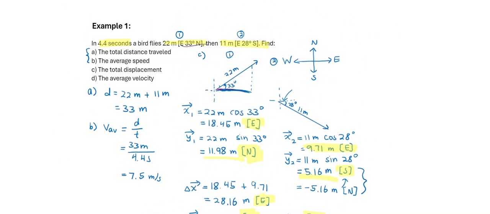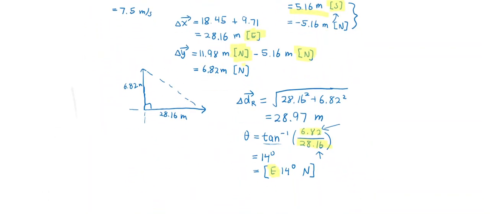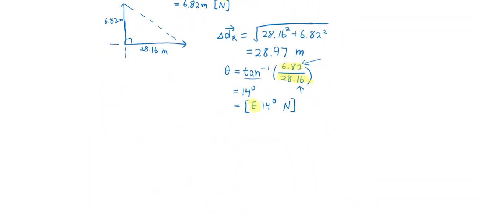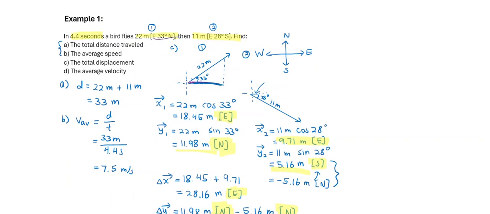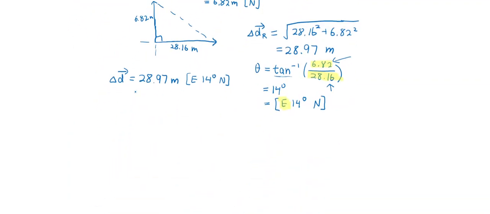And now, to answer the question of total displacement, we're just going to put the two values together. So the total displacement is 28.97 meters east 14 degrees north. Let me see how many sig figs we need. Should be 2, so I'm just going to round this to 29 meters east 14 degrees north. And that's the answer.